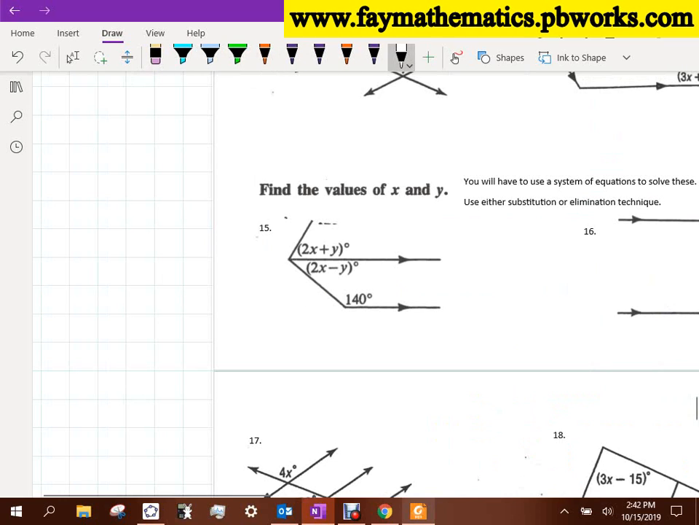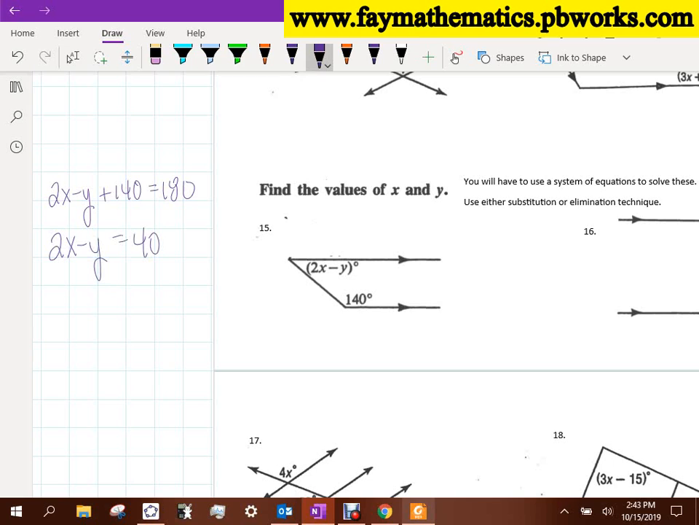So I'm going to hide that one. And then when I hide that one, it gets rid of that expression. So now what are you going to say between these two things? They have to add to 180. So 2x minus y plus 140 equals 180. We'll clean that up. So say 2x minus y equals 40.